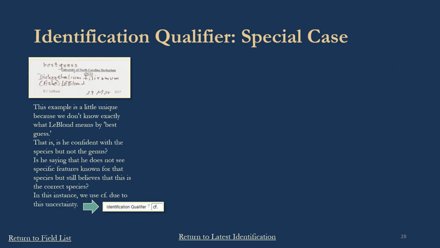This last example for the identification qualifier is a special case. The determiner has given us a scientific name, but has also made the comment that this is his best guess. However, we don't know exactly what he means by this. Is he confident with the genus but not the species? Does he believe that this is the correct species but does not see the typical physical characteristics of it? For the uncertainty in this instance, we will use the qualifier CF dot.